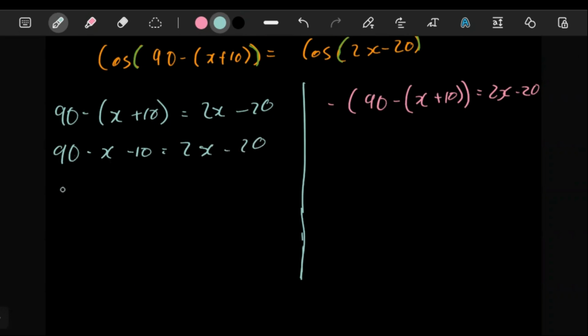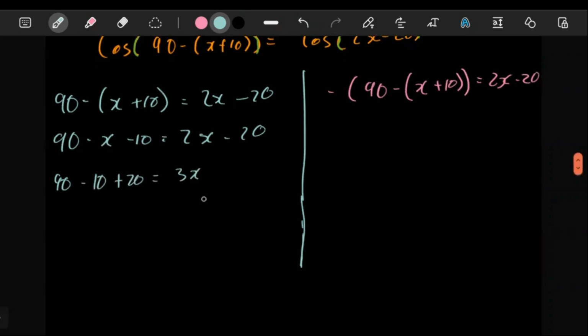Let's take everything on one side. You're going to have here 90 minus the 10 plus the 20. What do you get here? The x, you're going to take it over. It's going to be 3x, right? So here, let's see what you get. You're going to get this is like 80 plus 20. That's 100. Okay, got 100. 3x is equal to 100.